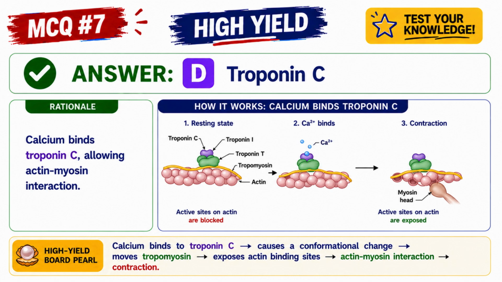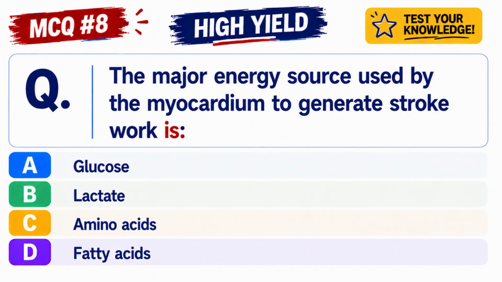Troponin C, calcium sensor, initiates contraction. Troponin I and T, markers of myocardial injury. Know the distinction. Question. The major energy source used by the myocardium to generate stroke work is A.